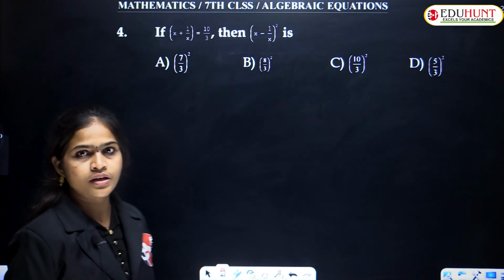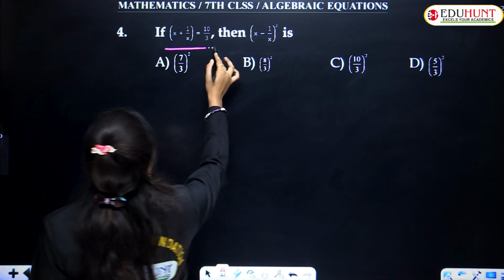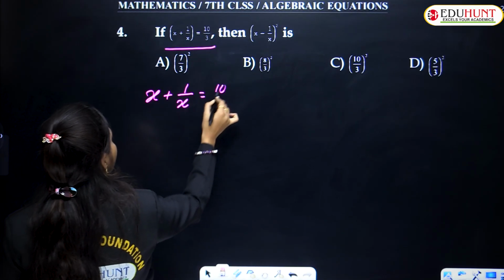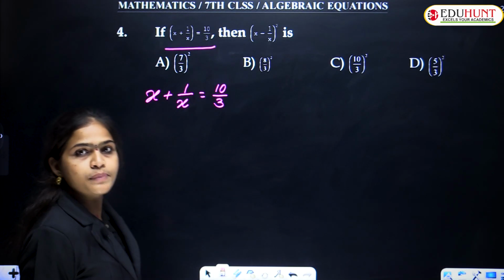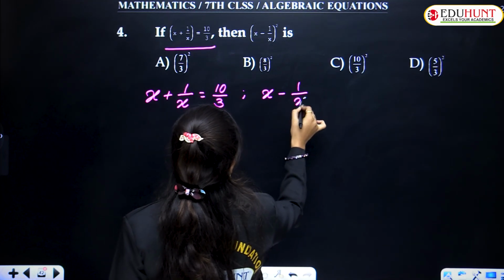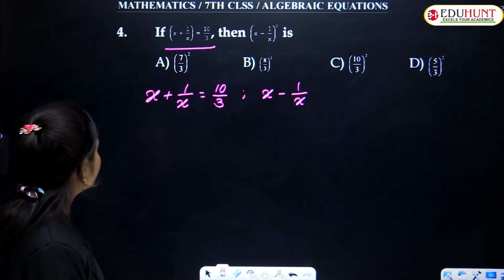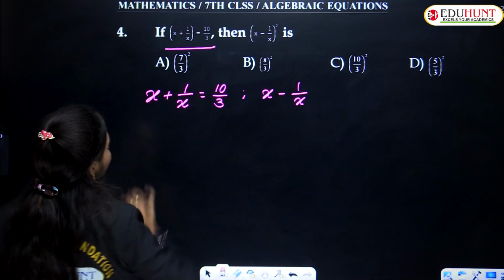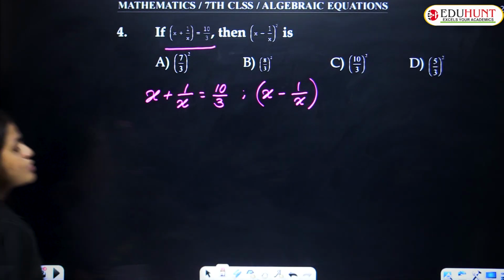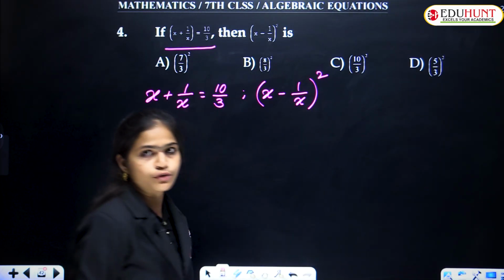Question number 4. So what is that question number 4? What they given here? If x plus 1 by x is equal to 10 by 3. Okay, x plus 1 by x is equal to 10 by 3. Then x minus 1 by x we need to find out. X minus 1 by x we need to find that. So children, see that here x plus 1 by x value they given. So we need to find that x minus 1 by x whole square. So this value we need to find out.